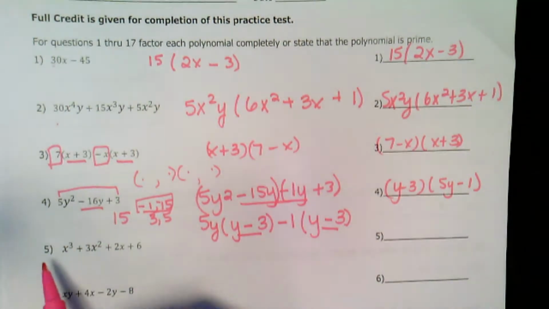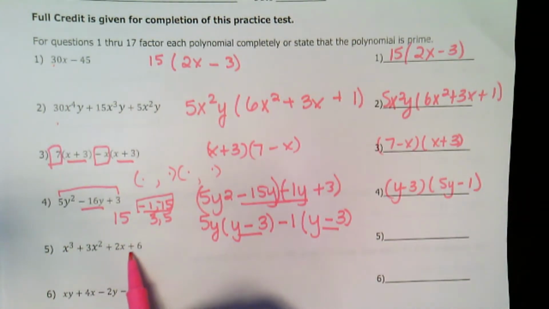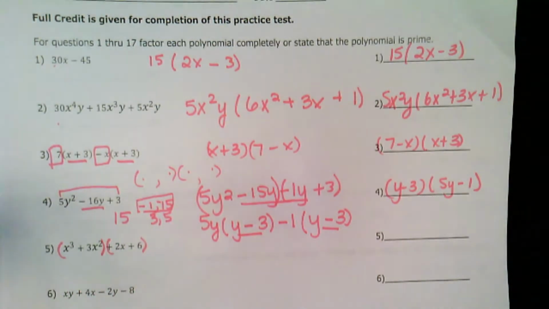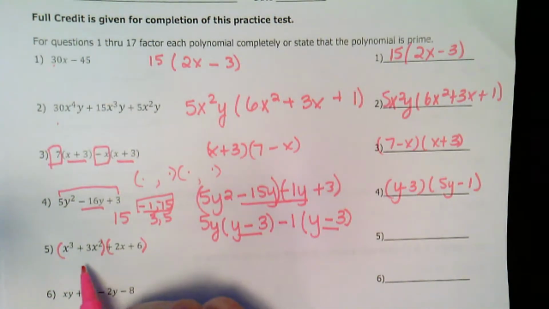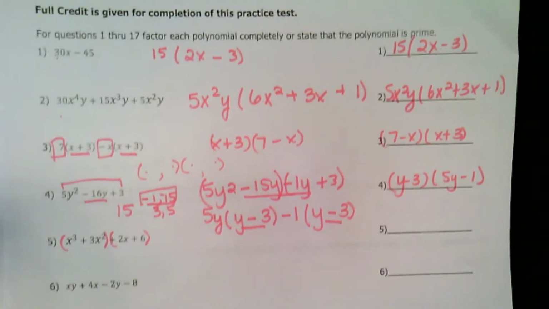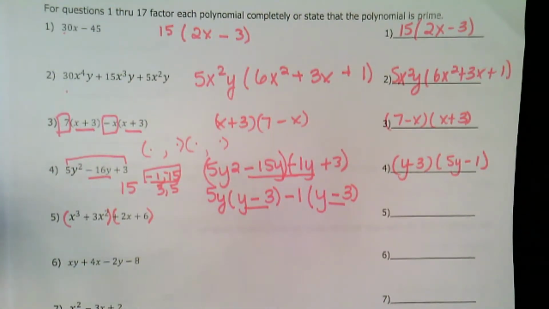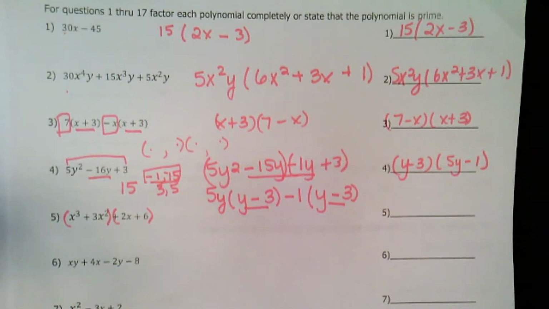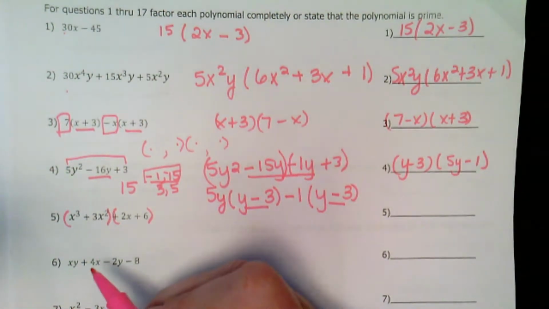All right, number 5. I look through, I don't see anything that can come out of all of them, but I do see that I could group them as such and be able to take stuff out. Now by grouping, we're hoping to get a set of parentheses that is the same. Otherwise, it didn't help us at all.